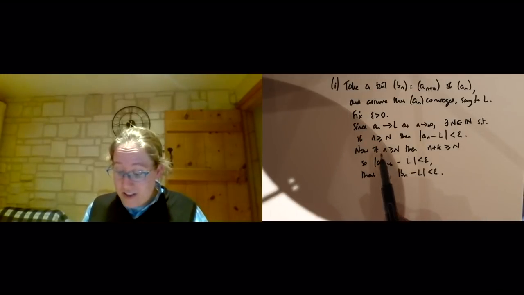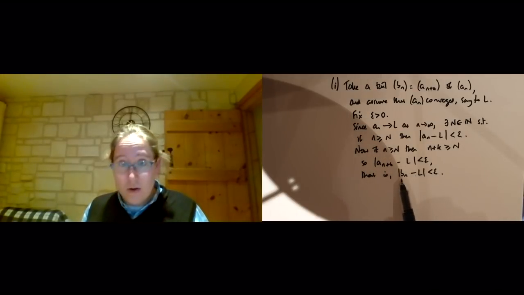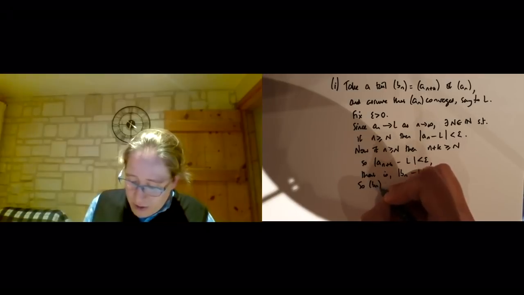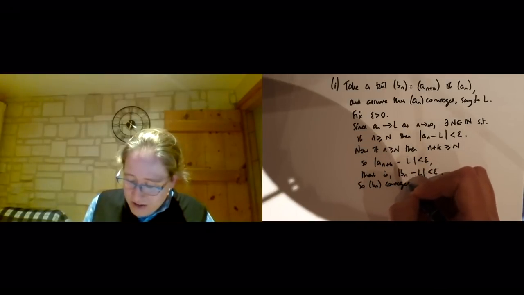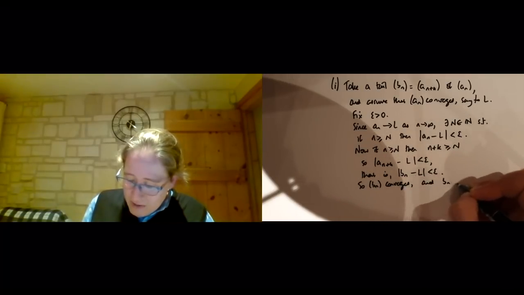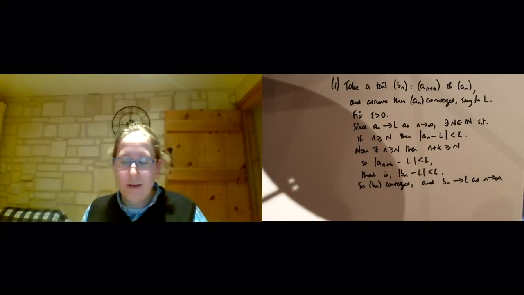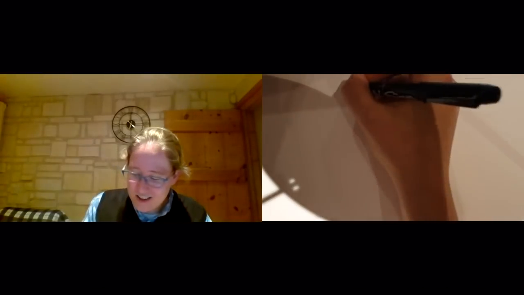We wanted to know that there is an N so that past that point, all of the Bn's are within epsilon of L. That's exactly what we've proved. So this shows that the sequence Bn converges and Bn tends to L as n tends to infinity. And that proves the first part. Now let's see the second part.